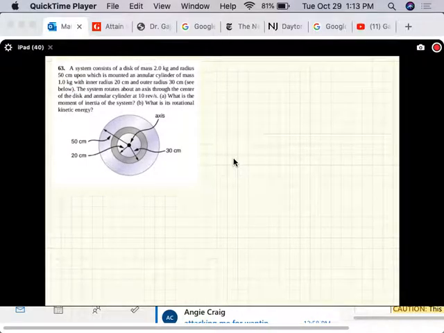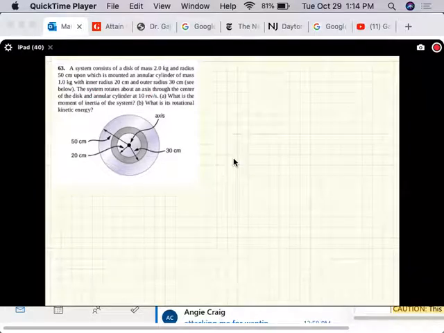Okay, this problem says a system consists of a disk of mass 2 kg and radius 50 centimeters. So there's the disk, upon which is mounted an annular cylinder of mass 1 kg and inner radius 20 centimeters and outer radius 30 centimeters. So there's the disk at the bottom, and on top is this ring or cylinder.